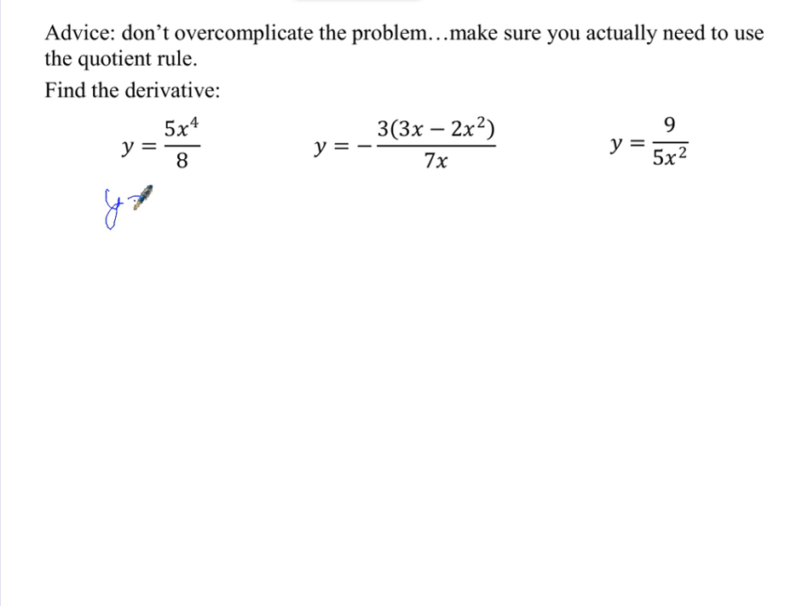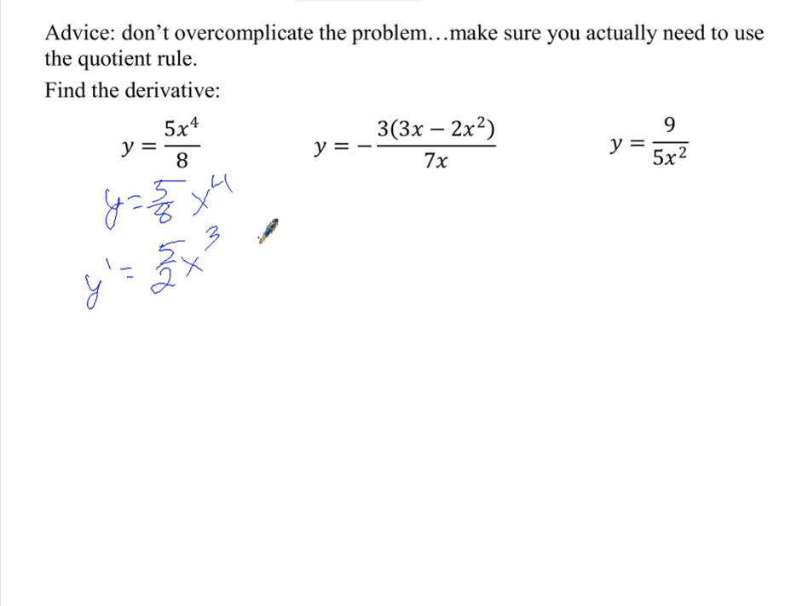If I rewrite this as y equals 5/8 times x to the fourth, then clearly I don't need the quotient rule there, okay? I can take the derivative and I get y prime equals 20/8, which is 10/4, which is 5/2. 5/2 x to the third, right.